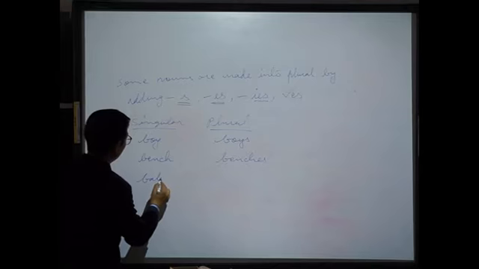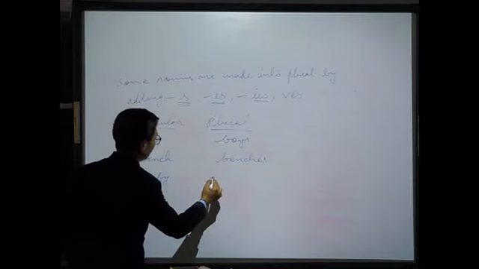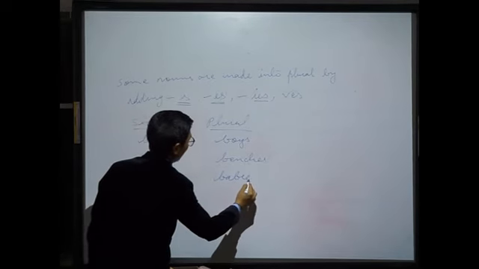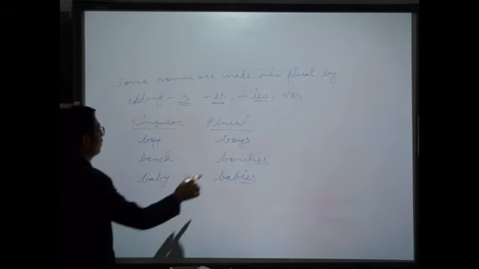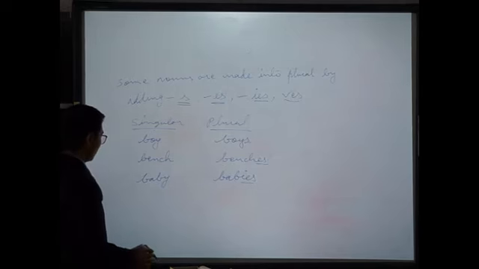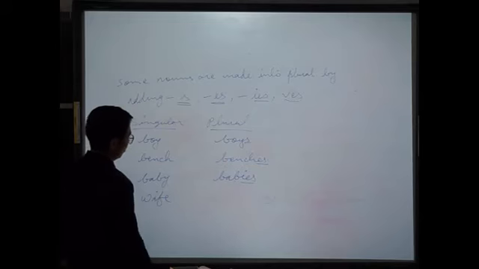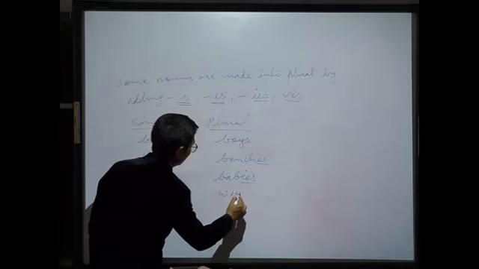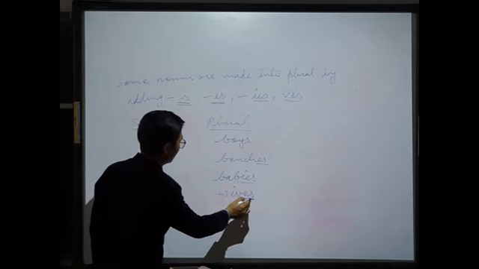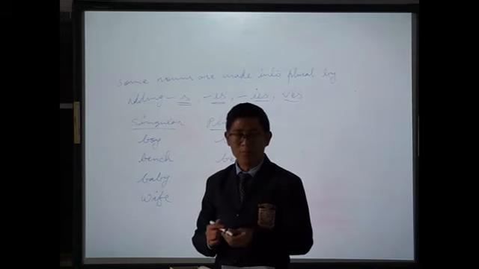Now, I-E-S, think of a word, singular. If I write baby, okay? So when you make baby to plural, it will be B-A-B-I-E-S, babies. Alright, now V-E-S. For example, if I write wife. So to make plural for this word, we have W-I-V-E-S, wives. V-E-S, wives. So this is how we make plural for some nouns.